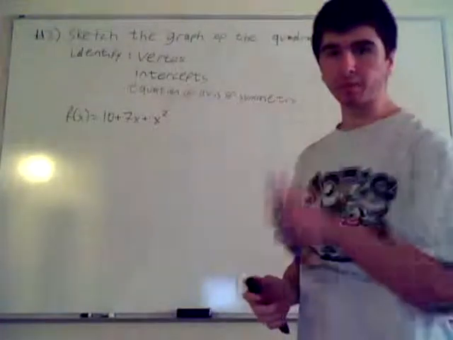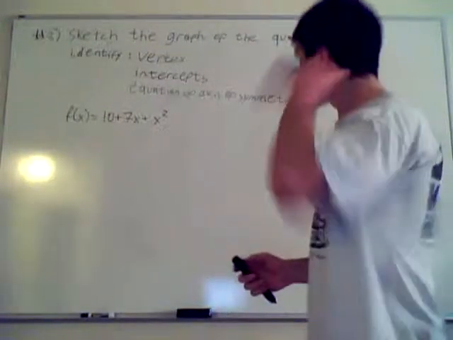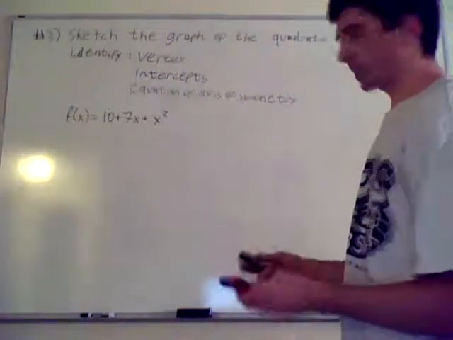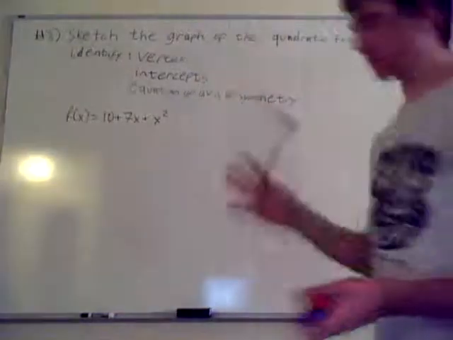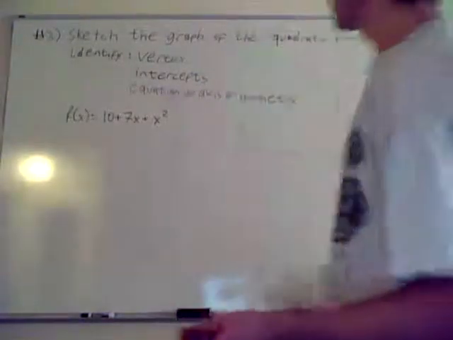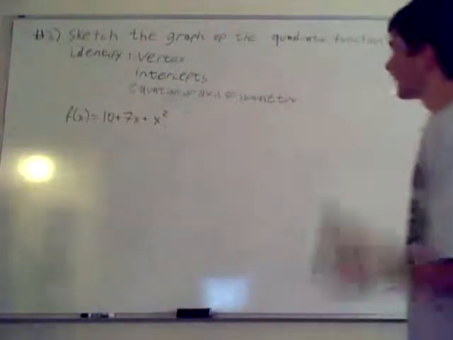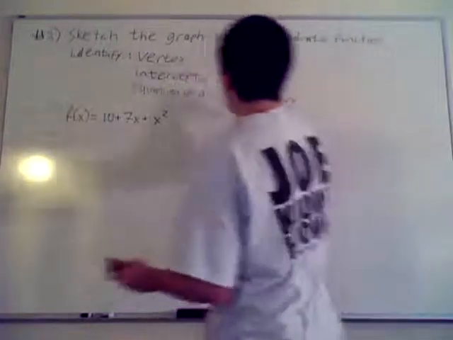Alright, so third problem, and after this I probably will stop. f of x equals 10 plus 7x plus x squared, and you're supposed to sketch the graph of the quadratic. It's quadratic because it's x squared, and you have to identify a vertex, intercepts, and the equation of the axis of symmetry. Now, let's quickly go over what all of these are.